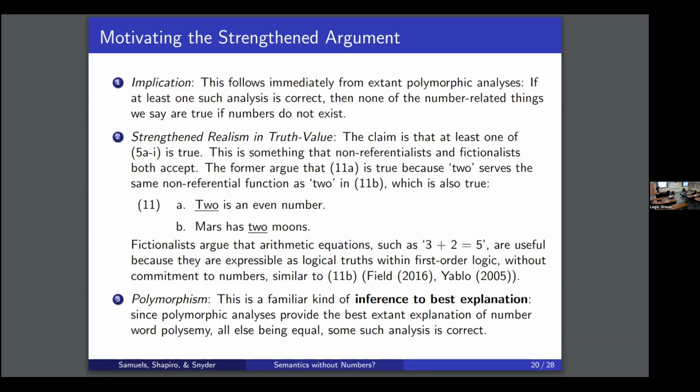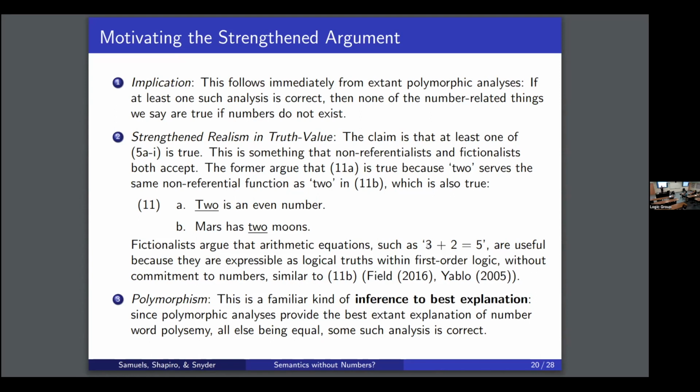If you're a non-referentialist, you're going to say that 2 here in 11a has the same non-referential semantic function as 2 here in 11b. And you're also going to say that both sentences are true. They're true in virtue of this being a non-referential expression, right? So again, non-referentialists are happy to accept this premise. They can say that all of those sentences I gave are true.